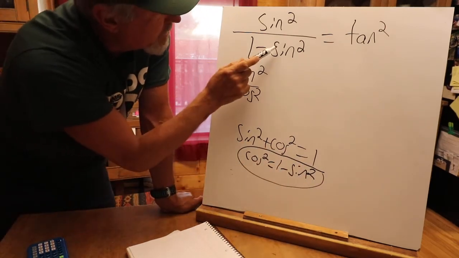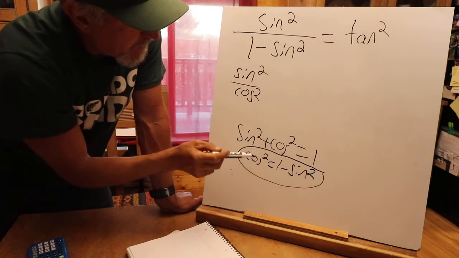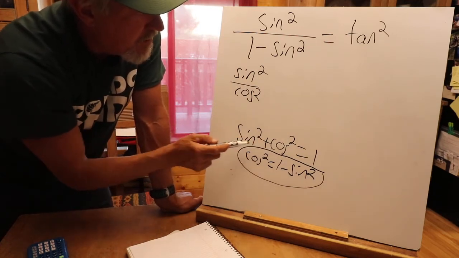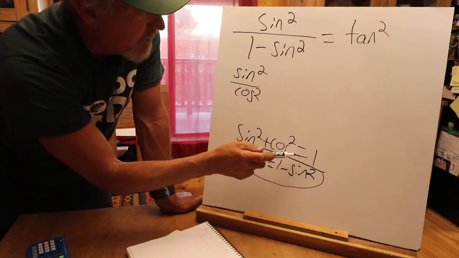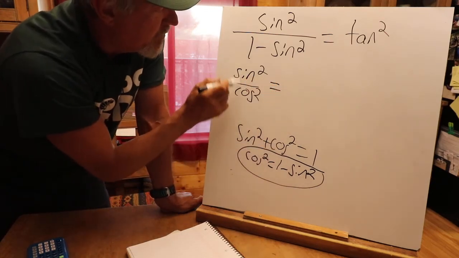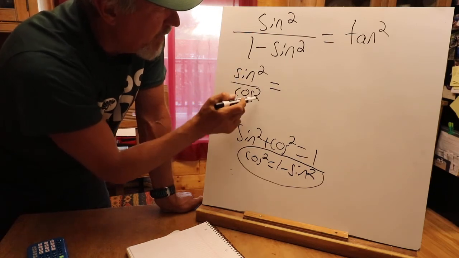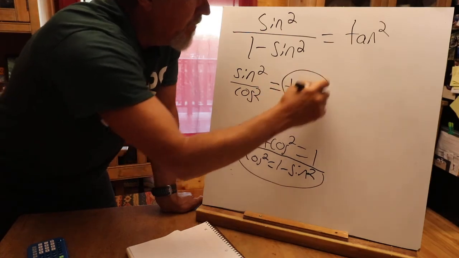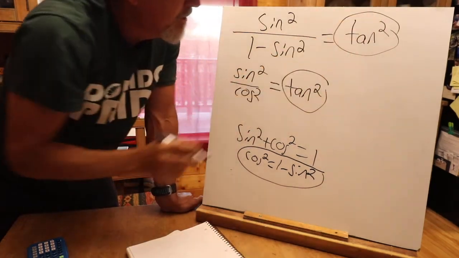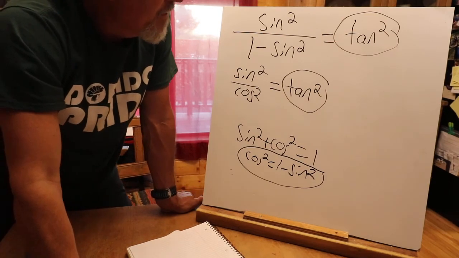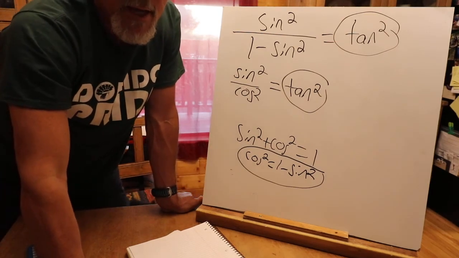I took 1 minus sine squared, and I know that that is the same as cosine squared. From the Pythagorean identity, sine squared plus cosine squared equals 1. Now I can rewrite this. This is sine over cosine, so I know it's tangent, and because they're squares, it's tangent squared. And I made this side look like this side, and I am finished. That's your third and final example.